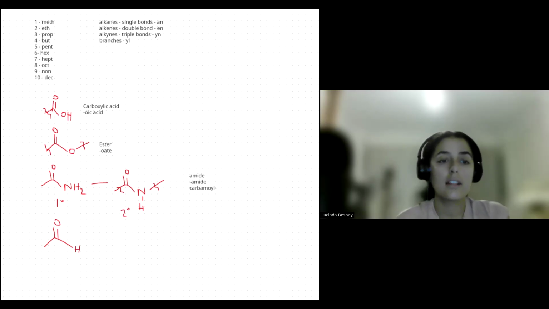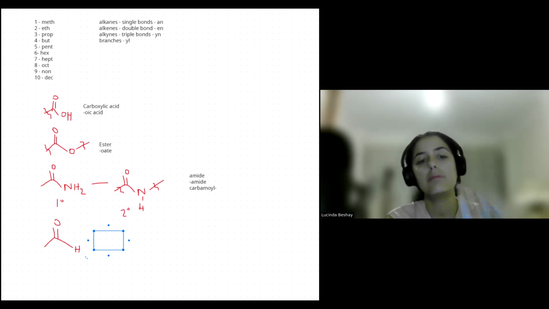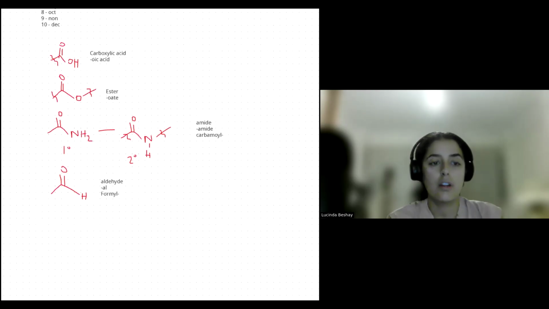So this is called an aldehyde. If the aldehyde is the main group, it ends in -al if it's the highest priority. If it is not the highest priority, we put it as a branch and we call it a formyl. And by the way, I'm drawing them in order of priority so that you guys don't get confused.